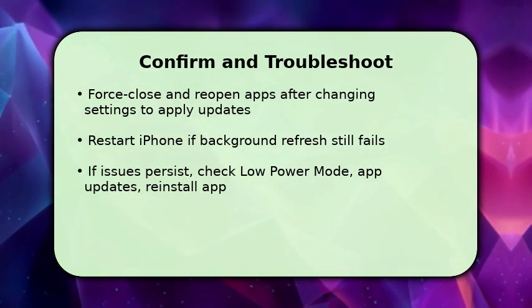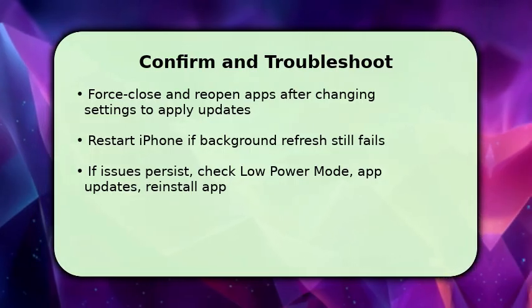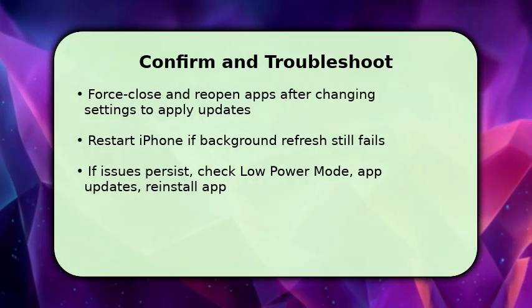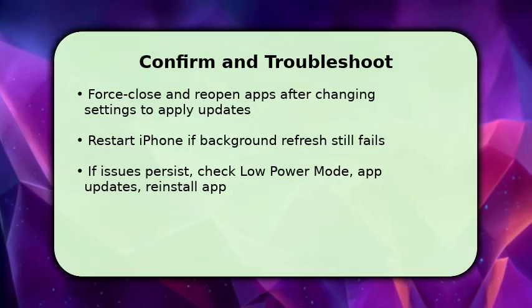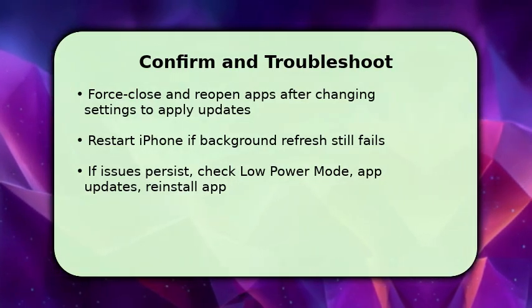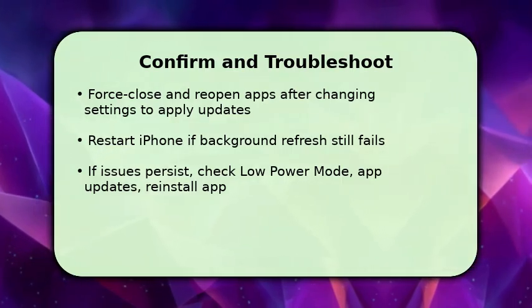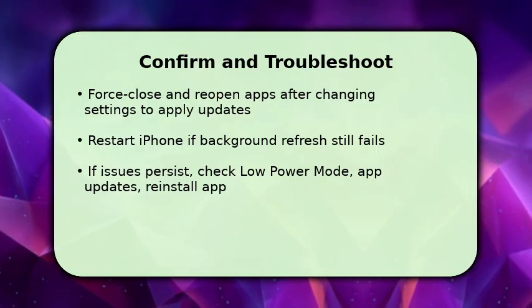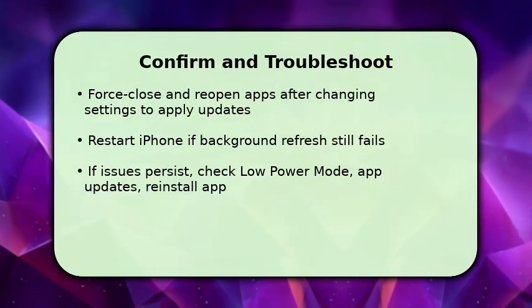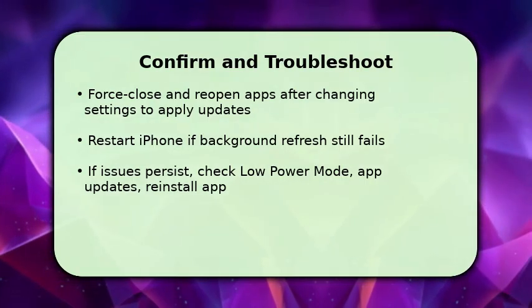If an app still won't refresh, make sure low power mode is not reactivating, update the app, and check its in-app background permissions. One key troubleshooting tip: uninstall and reinstall the problematic app if settings look correct but data still won't refresh. That often clears corrupted app state and restores background updates.